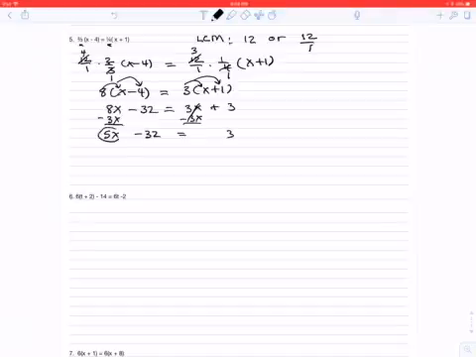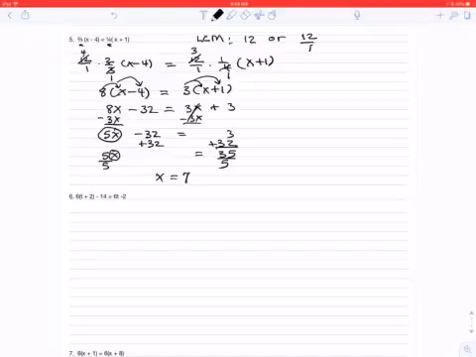Let's get the x term by itself. I'll add 32 to both sides. So I have 5x equals 35. Now to get the x by itself, since it's multiplied by 5, to get rid of that 5, I'll do the opposite. I'll divide by 5. I get x equals 7.